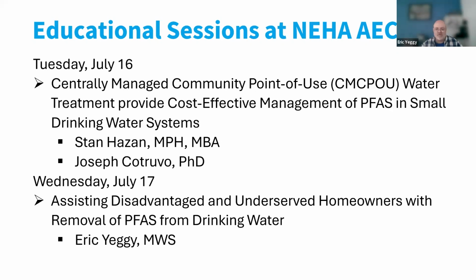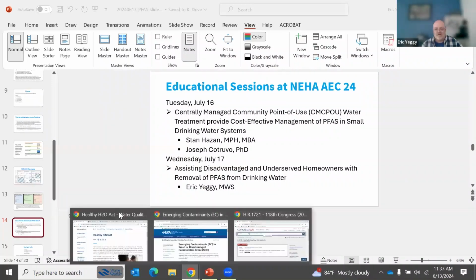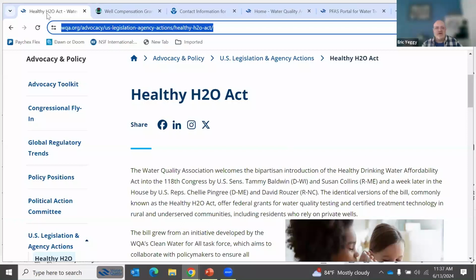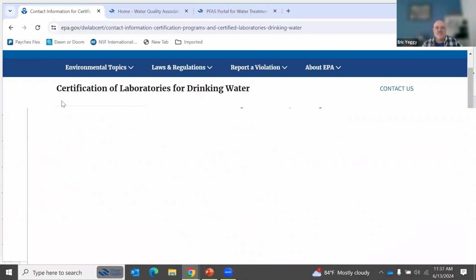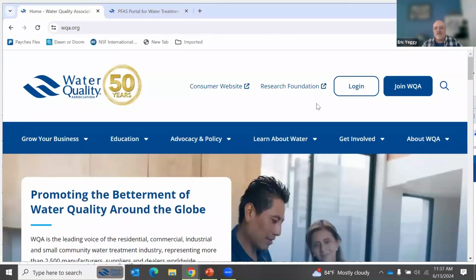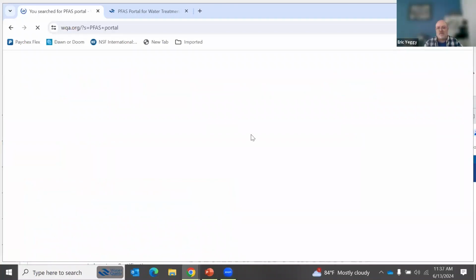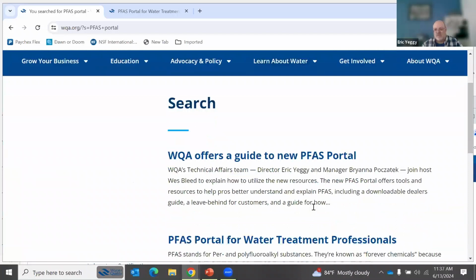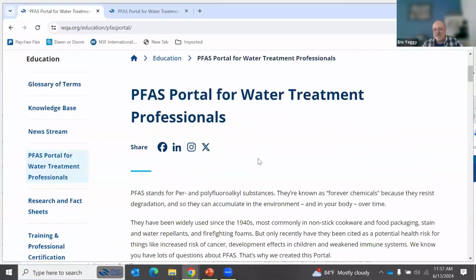I should also mention we do have a website that we call the PFAS portal. So let me see if I can get to the portal here. If you go to our website and use the search bar here to search for the PFAS portal, there's a lot of information on this portal. It's called the PFAS portal for water treatment professionals. There's a lot of information on this portal that is available to the public.